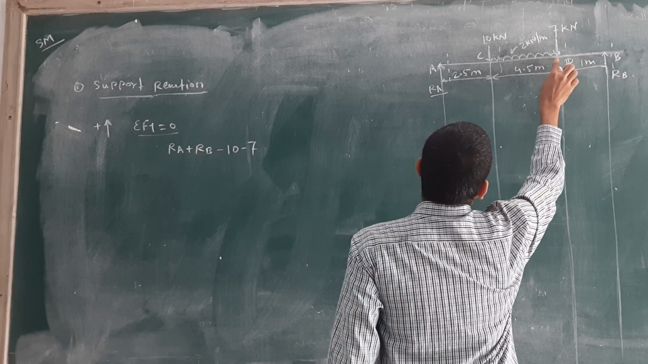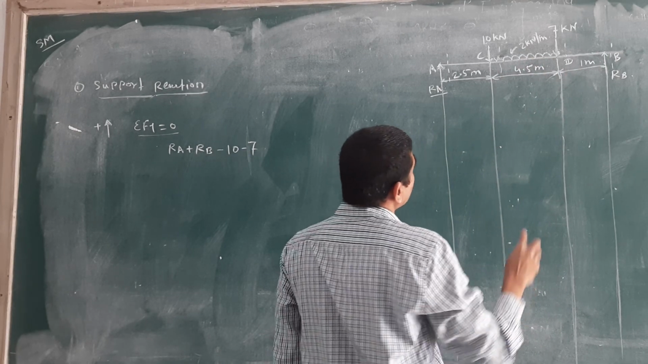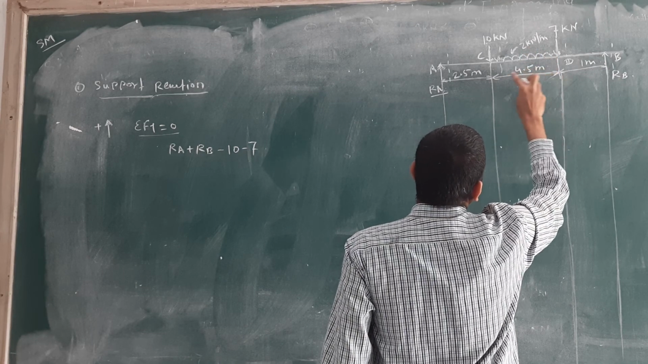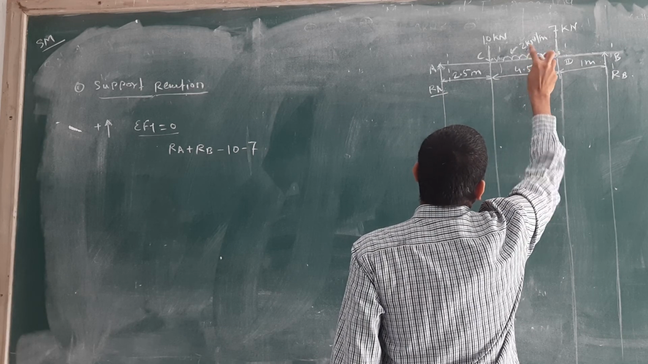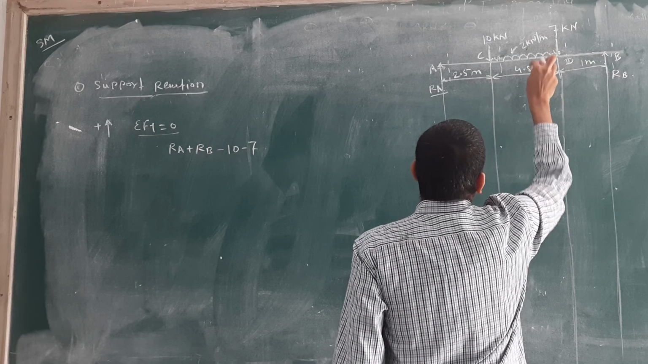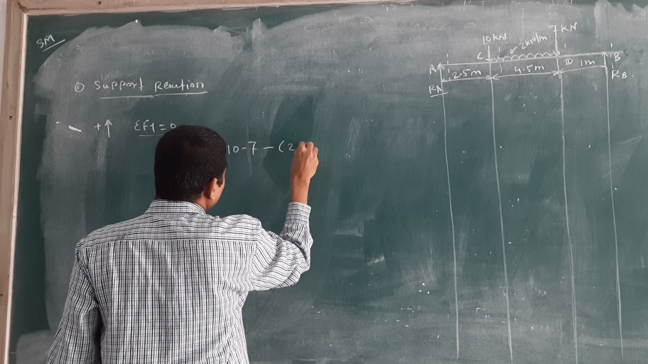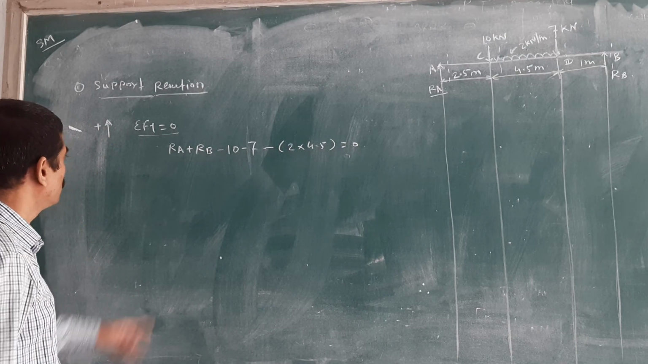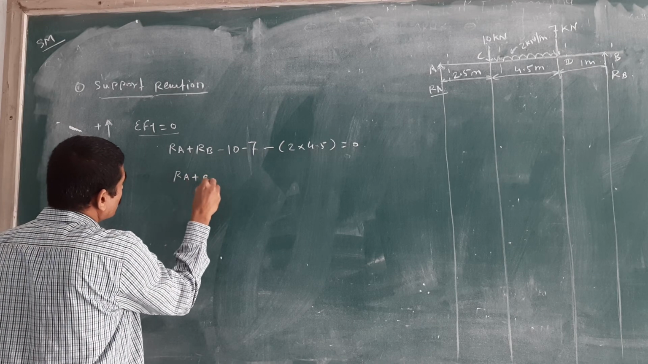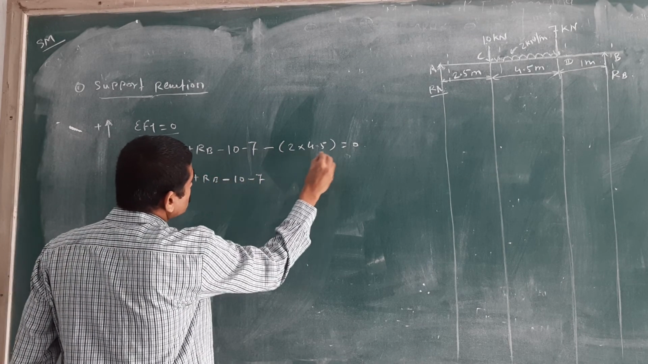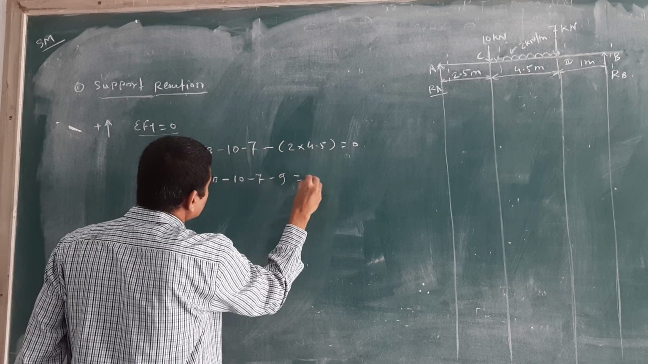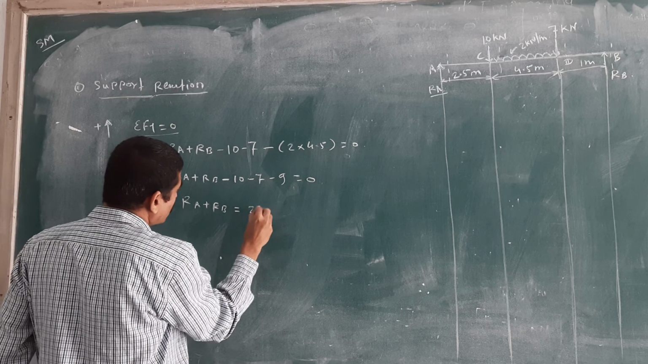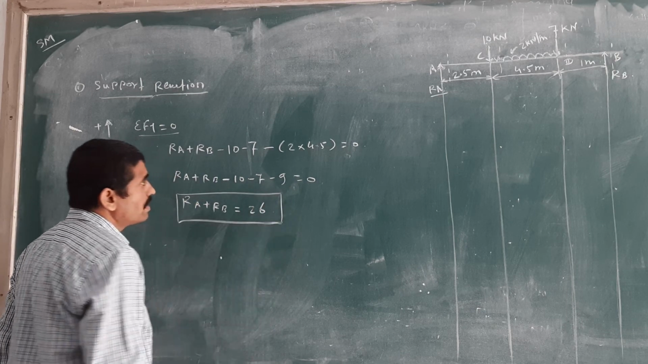Then there is a UDL between C to D. This force you have to convert into a point load. How to convert force into distance? Check how much load is there, 2, and how much distance, 4.5. So 2 into 4.5, acting again in the downward direction, is equal to 0. Then you get the relation RA plus RB is equal to minus 10 minus 7, minus 2 into 4.5, which is minus 9, equal to 0. Then you get the first relation: RA plus RB is equal to 26.